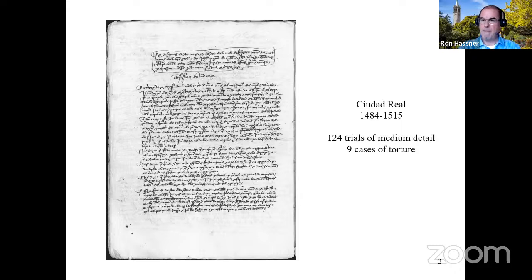And here's a page from one of those trial documents. The average trial here is maybe 10 pages long. So it's sort of a medium level of detail. Meaning I can learn something about what the accused is accused of and what they said at the trial and who the witnesses were and whether torture was used and with what result, but I don't get a lot of auxiliary information that I think your group might be interested in. Family members, religious practices, cultural habits, descriptions of the city environment in which they lived, economic information on how they made their living. The information is too sparse for that.